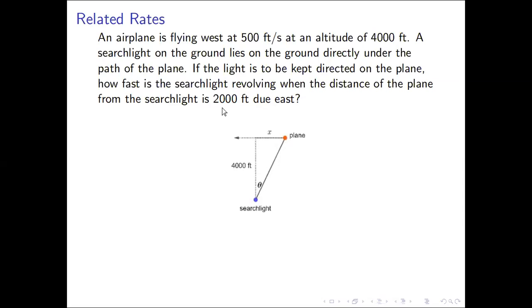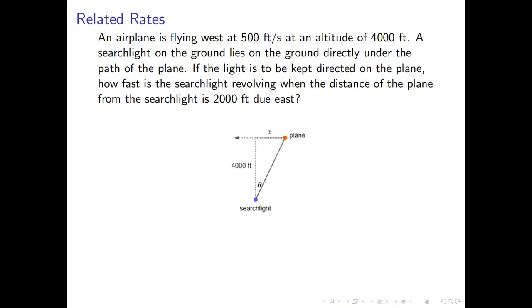Well, actually, this should be the distance between the plane and the searchlight. But if you look at the way the sentence is constructed, we have there 2,000 feet due east. Let me read that again. How fast is the searchlight revolving when the distance of the plane from the searchlight, this is the searchlight, this is the plane, is 2,000 feet due east. So it's speaking of this horizontal distance x.